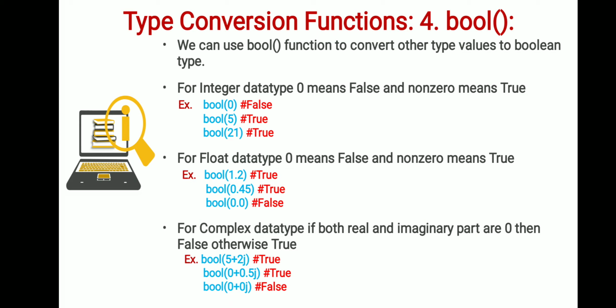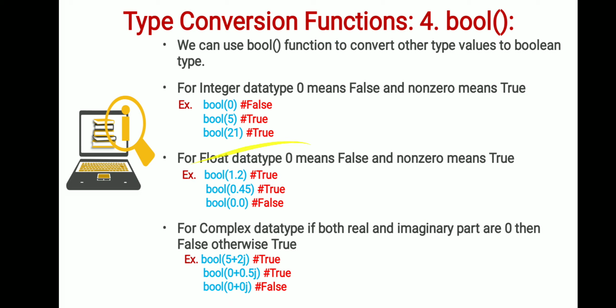Then bool of 0 plus 0.5j. Here the real part is 0 but the imaginary part is non-zero, so it will be converted into true. Then bool of 0 plus 0j, here both real and imaginary parts are 0, so it will be converted to false.